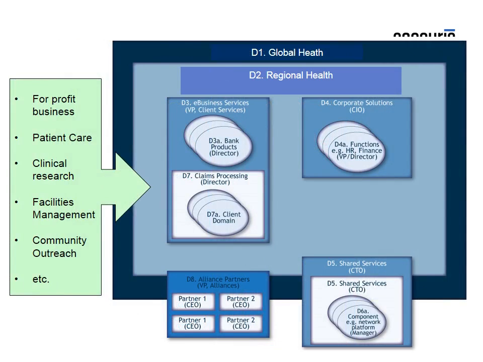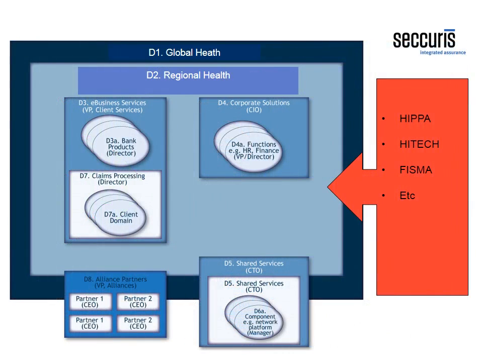The healthcare organization is a for-profit business most of the time. In this scenario, not in Canada, but in this scenario, most of the time they're a for-profit. They provide patient care, clinical research, facilities management, community outreach in some cases. Some of the regulation that they need to be aware of and responsible for: HIPAA, HITECH, FISMA, if they do any research. So there's a pre-existing business model, and there's some pre-existing regulatory compliance that exists in there.